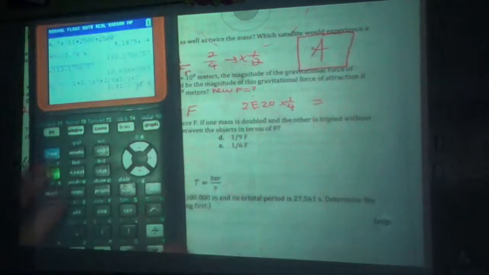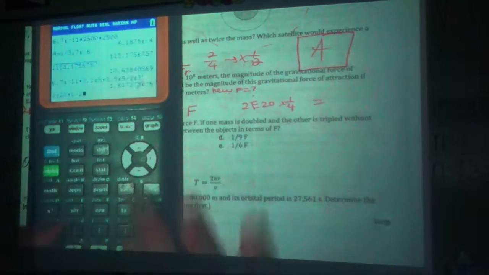So if I have 2r, well, you might already know this from the questions above, if I double the radius, that's a factor of 1/4 smaller force. So if this is my old force, I just need to multiply it by 1/4. And that gives me my answer, 5e19 newtons.